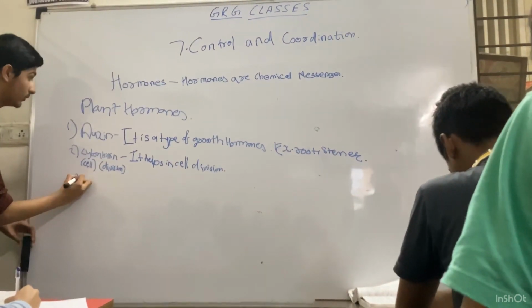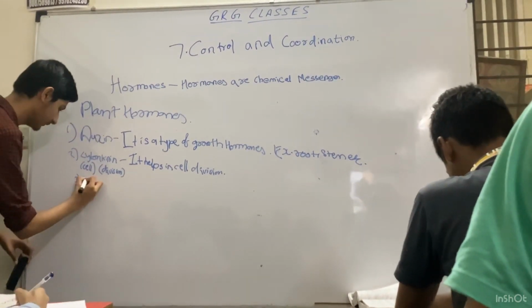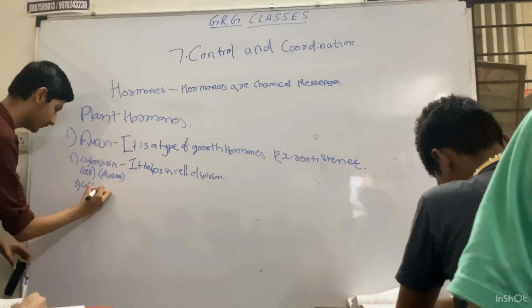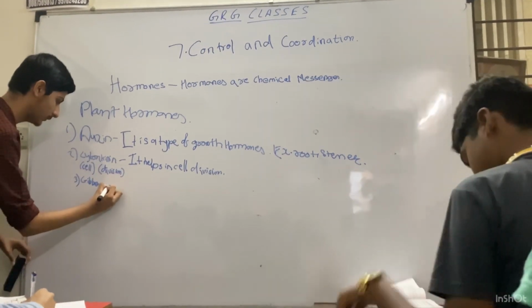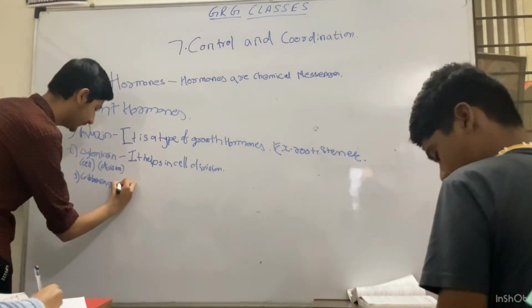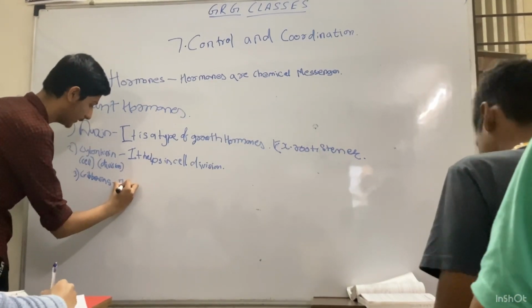The third type of plant hormone is gibberellins. Gibberellins help in vegetative growth of the plant.